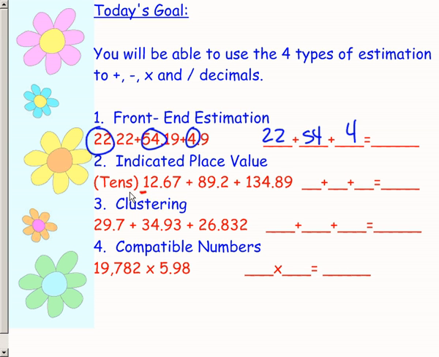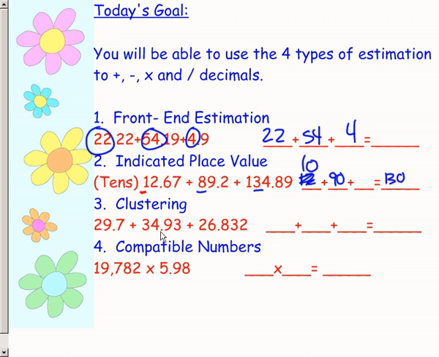Indicated place value, if we round to the tens place, I'm going to underline the tens place. This would become 12.67 is closest to 12. 89.2 is closest to 90. Oh, I'm sorry, this should be 10. 90 and 134 is closest to 130. Again, you notice that my last number is in the tens place.